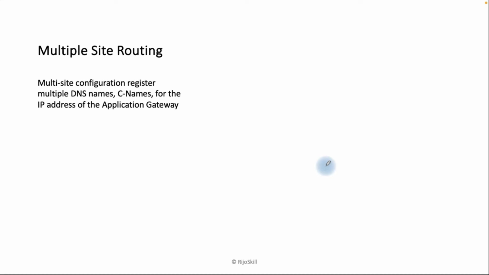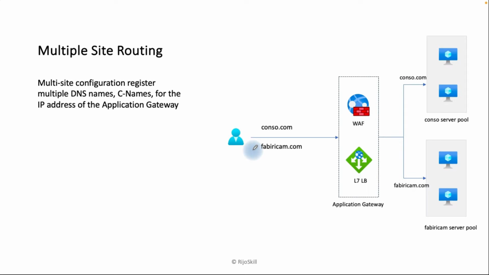Multi-site configuration is used to register multiple DNS names and CNAMEs for the IP address of the application gateway. So I will go for one diagram. Here the user needs console.com and fabricant.com. You are using one application gateway, one IP address. Okay, for example, you are using a public IP address.